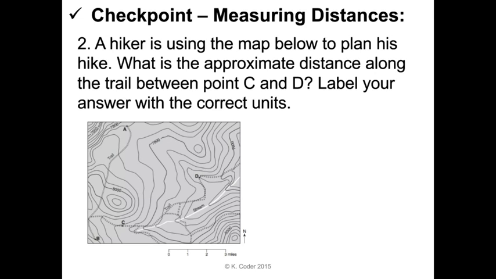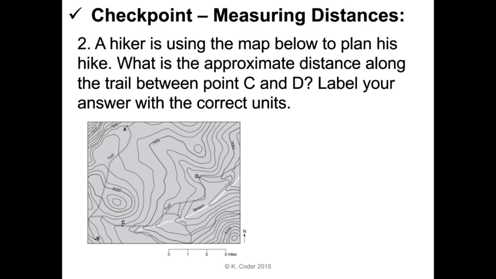So if you were to go out on a hike, and you're using the map below to plan your hike, what is the approximate distance that you would take from C to D? Now, as a hiker, you're going to try to stay on the trail, and you're going to label it with the correct units. Now, before we said when our scale is in miles, our contour line is going to be feet, but we're not going to worry about that right now.